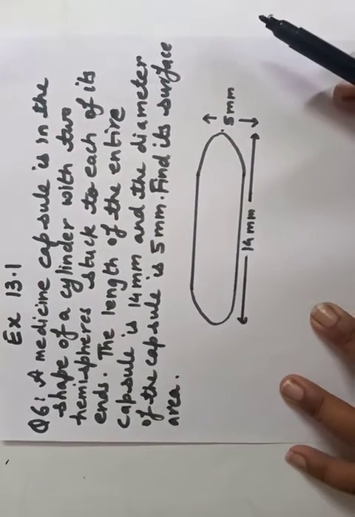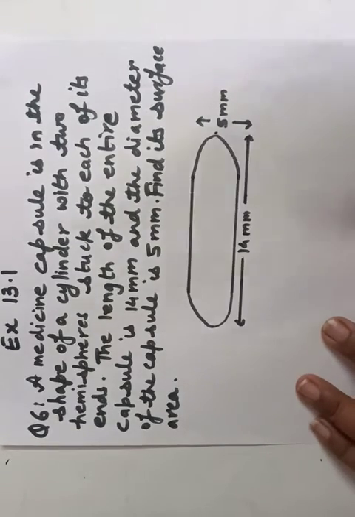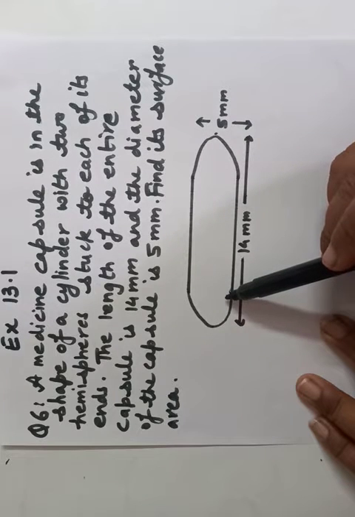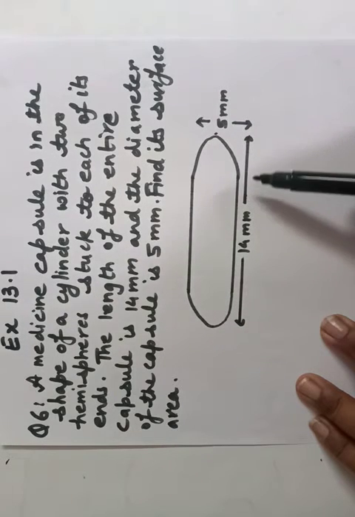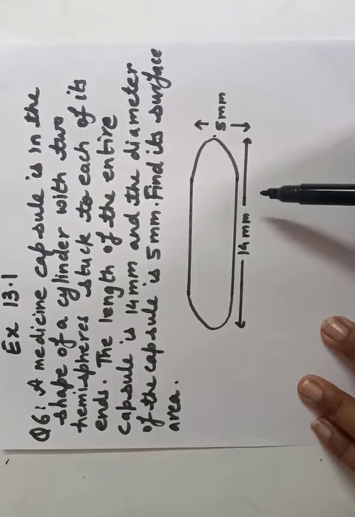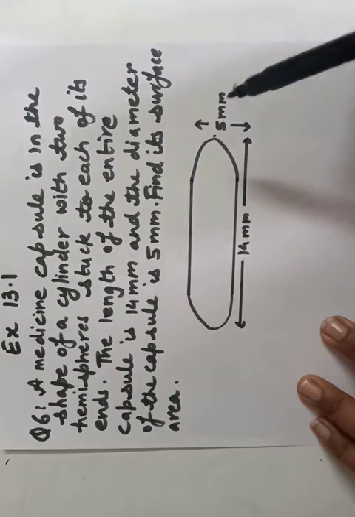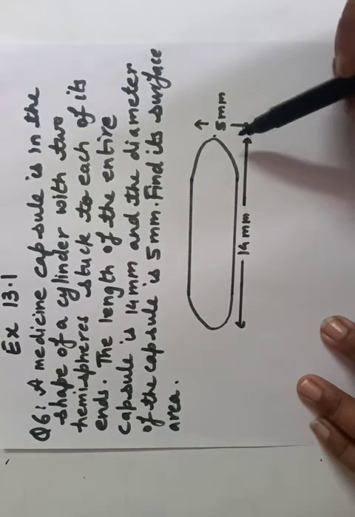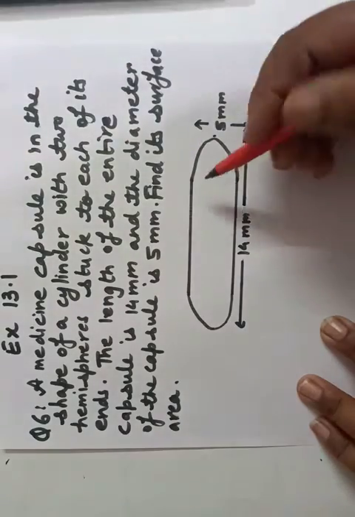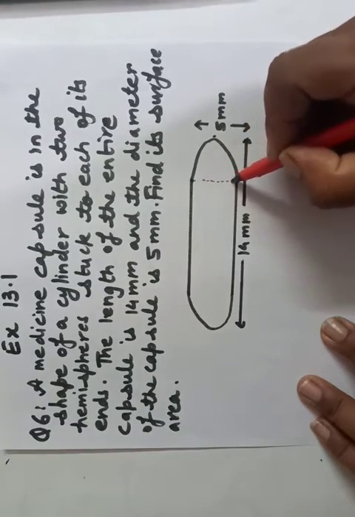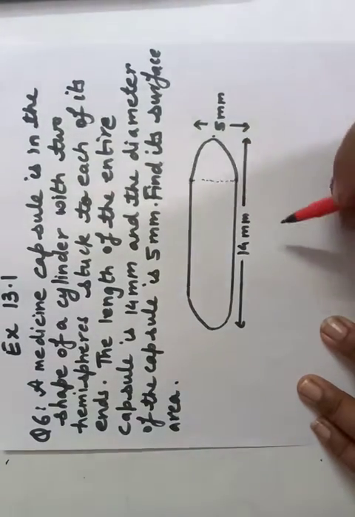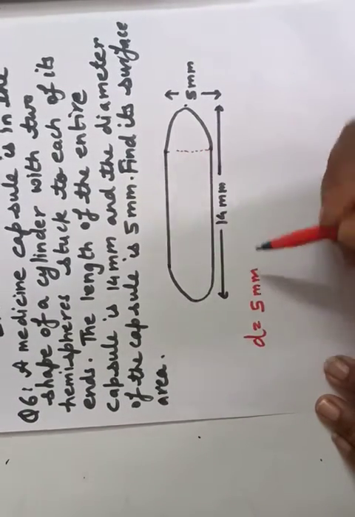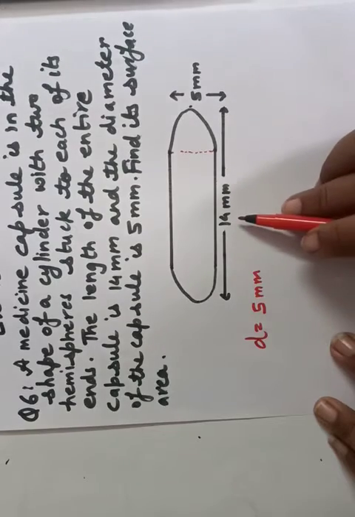Let's talk about a few points before solving this. See, this end point is a hemisphere, and here it is also a hemisphere, and the complete length of the solid is given to us, that is 14 mm. And this is the diameter of the cylinder, that is given as 5 mm. So the diameter D is equal to 5 mm, and the complete length is 14 mm.